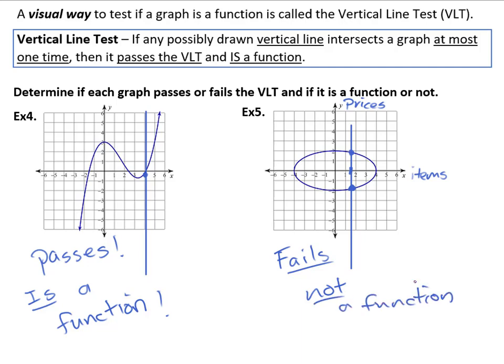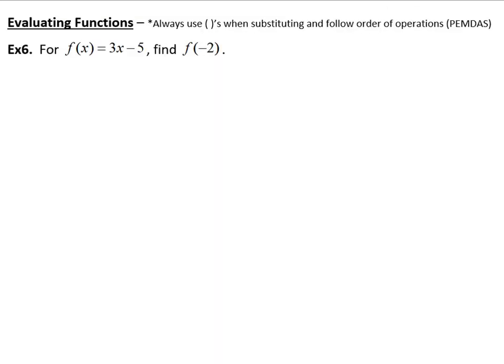Okay, so if we have a graph, this is the nice visual way of testing whether something is a function or not. For any given x, for any vertical line that we could draw in anywhere, it should only intersect at most one time. There should be just one individual price. Okay, in our next section here, we're going to talk about evaluating functions, so finding the value of a function.